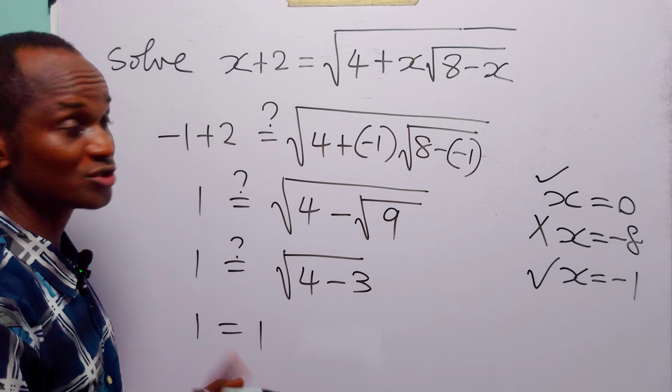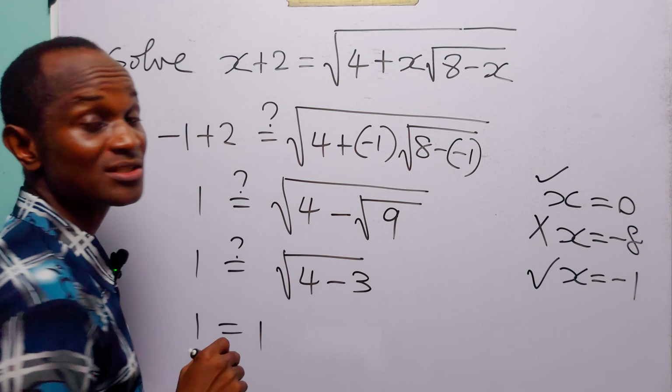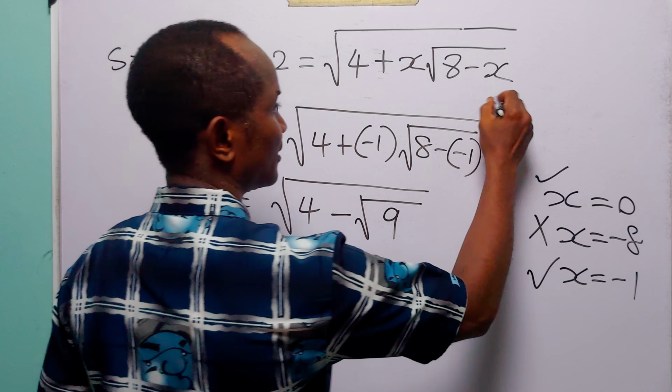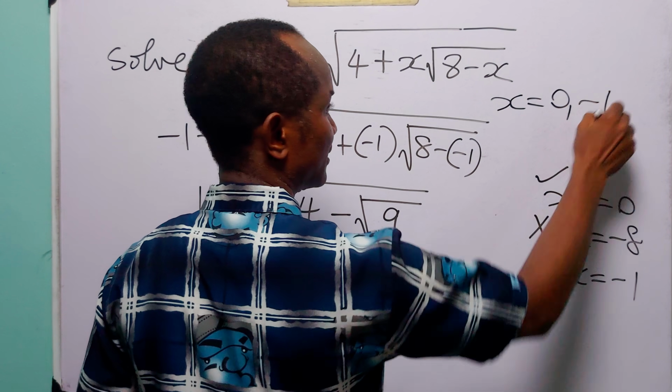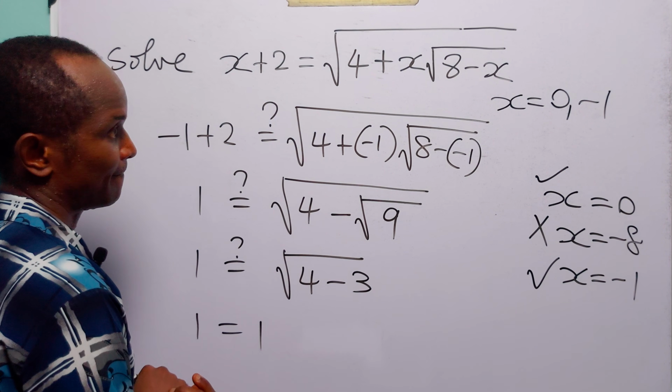So the only two values of x that satisfy this original equation are x equal to 0 and −1.